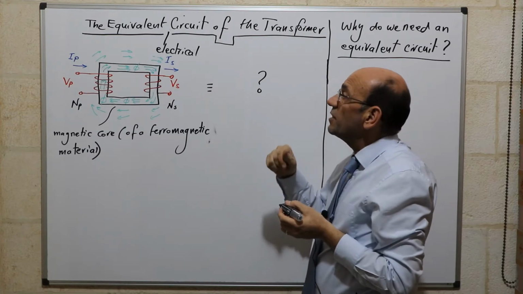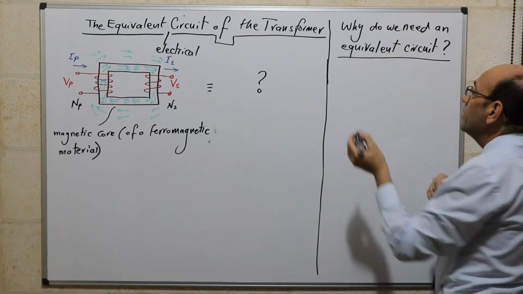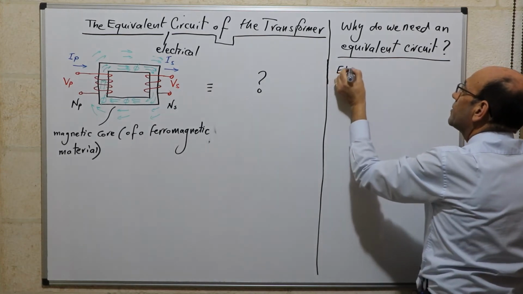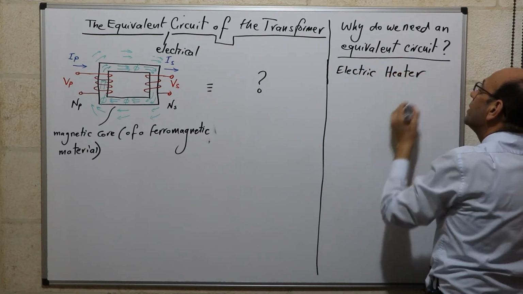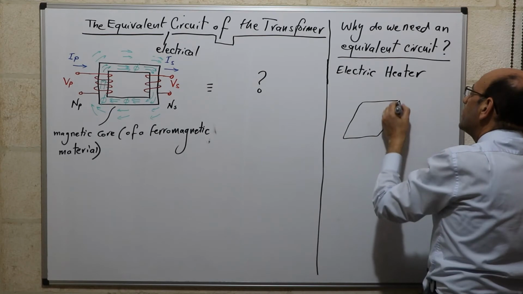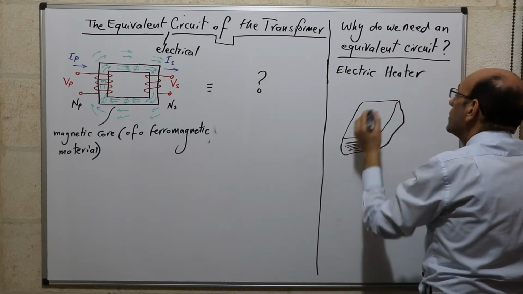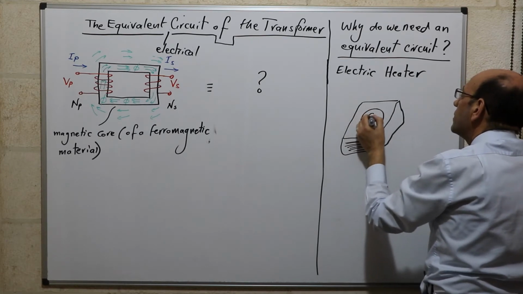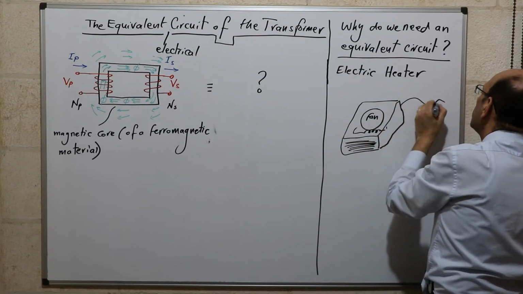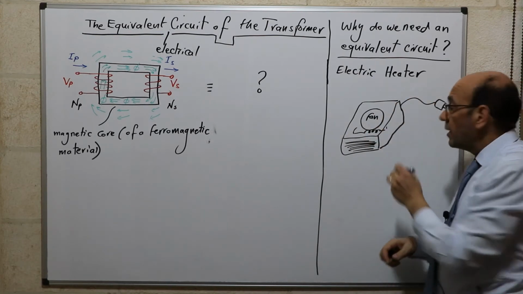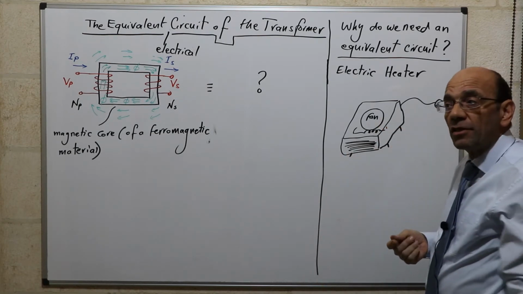And in order to understand why we need an equivalent electrical circuit, let's have a look at an example here. For example, let's assume we had an electric heater, a domestic electric heater. Typically a domestic electric heater might look something like this, and it'll have a grill here and maybe a fan, and inside it has a coil. And we would ask the question, why do we need an equivalent model of an electric heater?